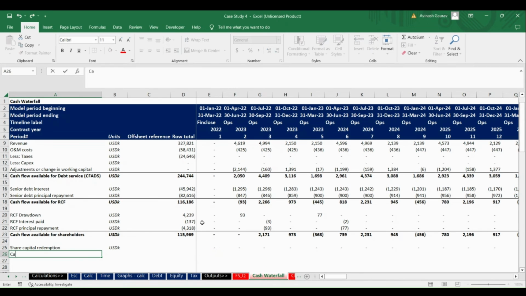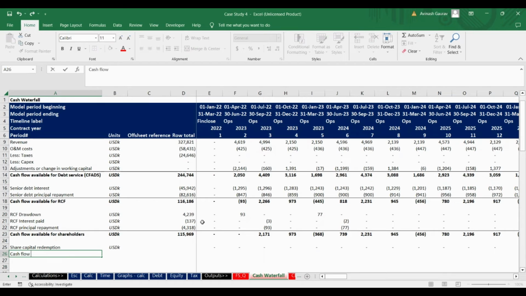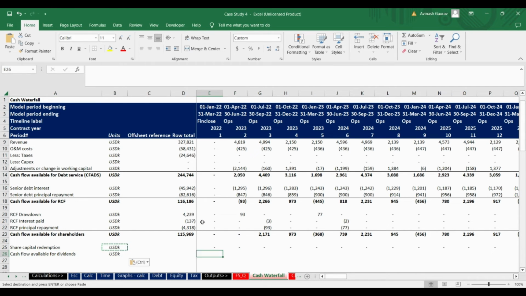After share capital redemption, I can now finally get my cash flow available for dividends, because for shareholders you are supposed to pay dividends. Guys, this is the most realistic and practical approach. In our courses, we always try to be very practical, and we have already covered very practical aspects, and that's why it's more realistic. You can realize it through the flow of calculation. In this way only the real life cases happen.